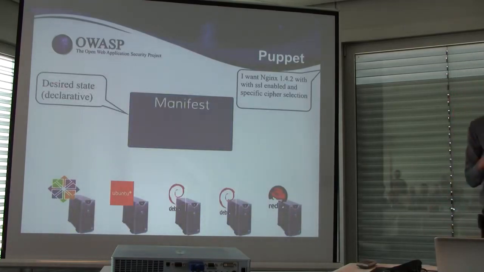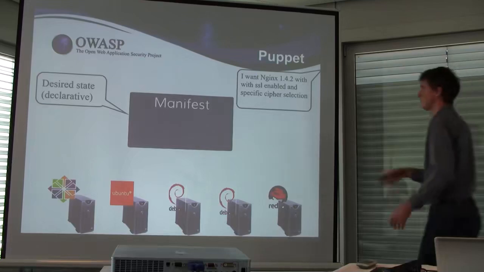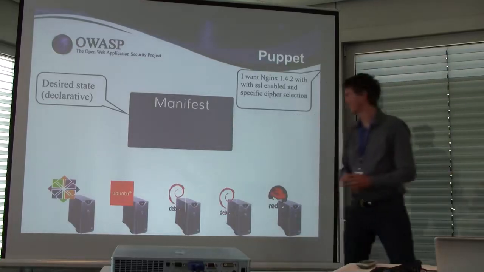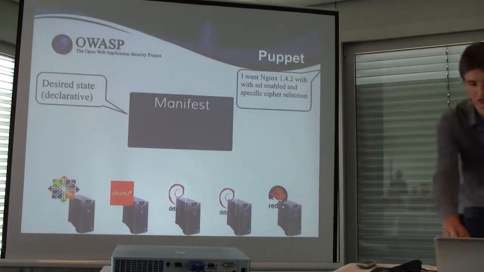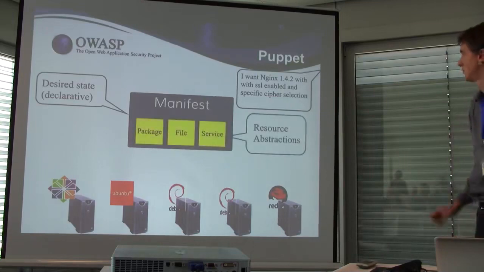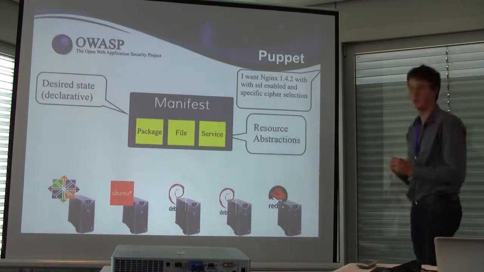In Puppet, if you want to describe or set up a server, you describe the desired state you want the server to be in. It's not a script per se, it's not a set of steps to bring it there, but you describe a desired state, a declarative description in manifests or recipes. And you do this using resource abstractions. I put 3 examples on the slides.